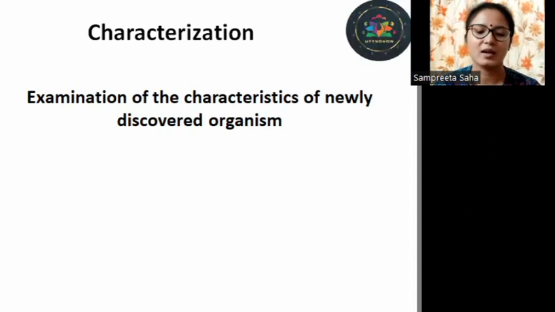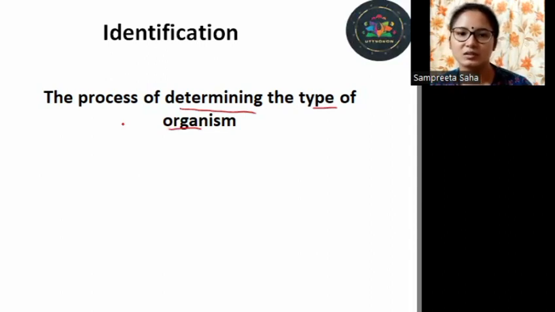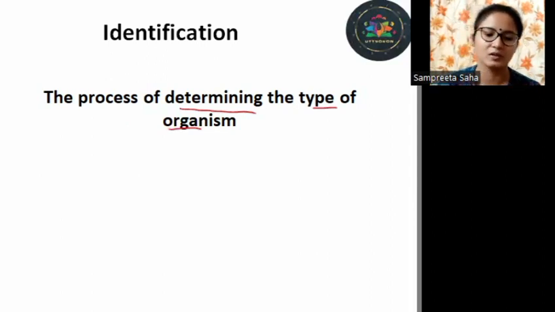The next step we have is identification. What is identification? The process of determining the type of organism. When you look at an organism, you first determine the type. It's an obvious nature we have. We try to identify the organism, like it is a fish, it is a dog, it's a plant, it's an animal, it's a virus, it's a bacteria. So this is identification. You are identifying the organism.